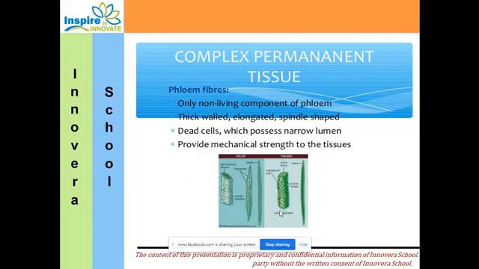Next we can see what is phloem fiber. Phloem fibers are the only non-living component of phloem. How are they? They are thick walled, elongated and spindle shaped. Can you see the spindle shape here? This is the spindle shape, or this is the elongated one. These are dead cells. Of course non-living means dead, so they are made up of dead cells which possess a narrow lumen.